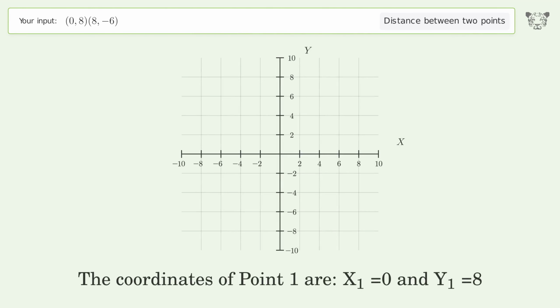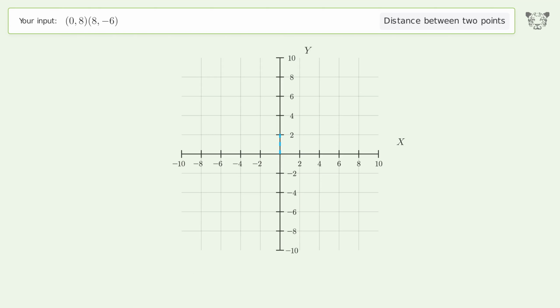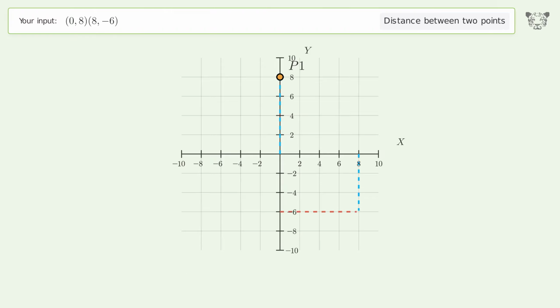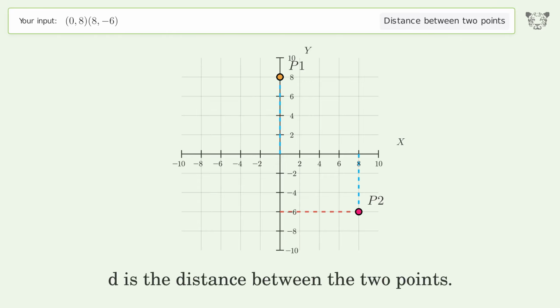The coordinates of point 1 are x1 equals 0 and y1 equals 8. The coordinates of point 2 are x2 equals 8 and y2 equals -6. D is the distance between the 2 points.